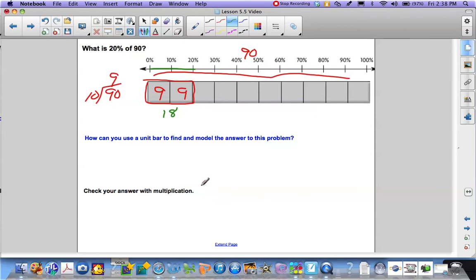Okay, I can check my answer with multiplication. I know to find the percent of a number I multiply. 20% is 20 hundredths times 90. I'm going to reduce first. Divide the numerator and denominator by 10. So I have 2 tenths. 2 times 90 is 180. 10 times 1 is 10. 180 divided by 10 is 18. Remember our benchmarks. 10% of 90 is 9. 20% is 18.